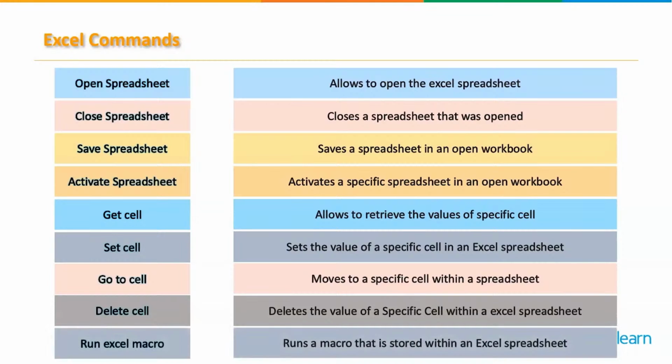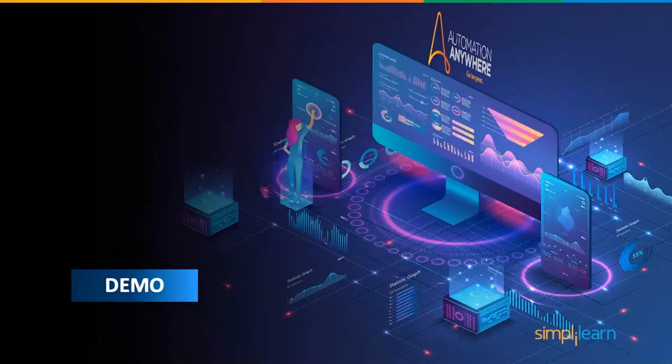Run Excel macro. Runs a macro that is stored within an Excel spreadsheet. Enter the macro name and specify the parameters of the macro arguments. Let's look at the demo. In this demo, we will have two Excel files and we will use Excel operations and merge these two Excel files. So let's jump into Automation Anywhere.